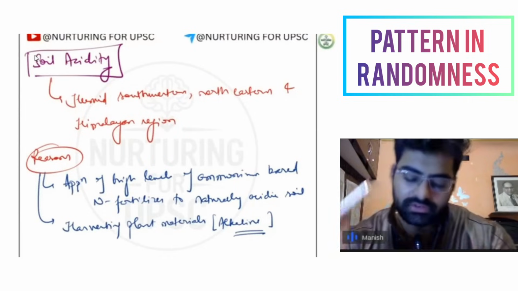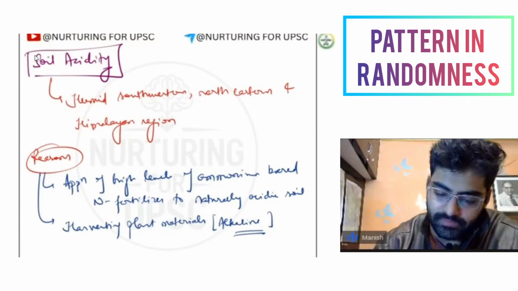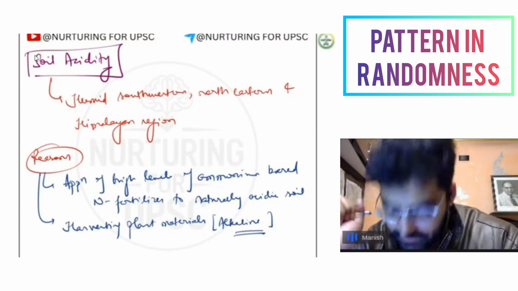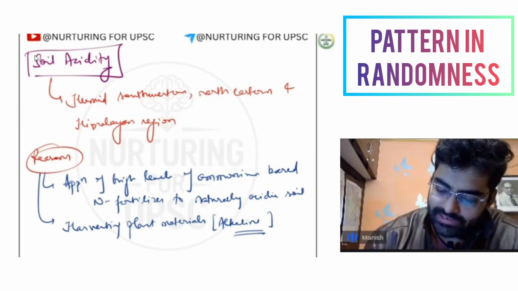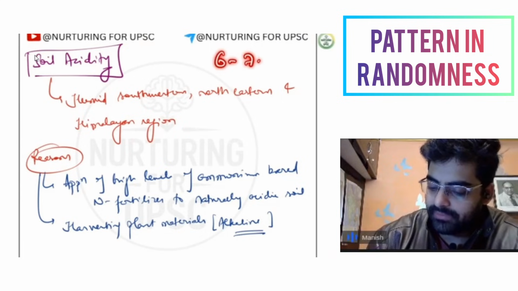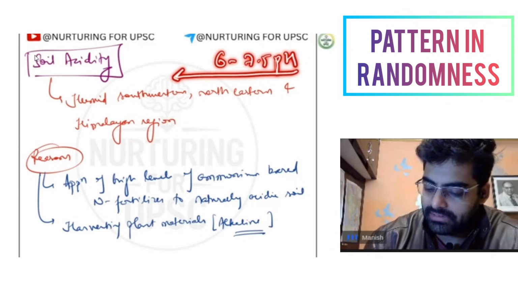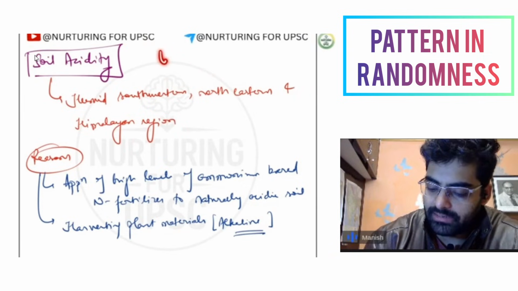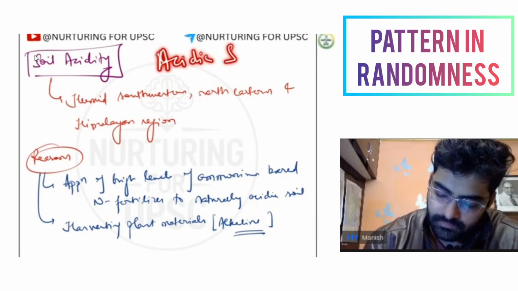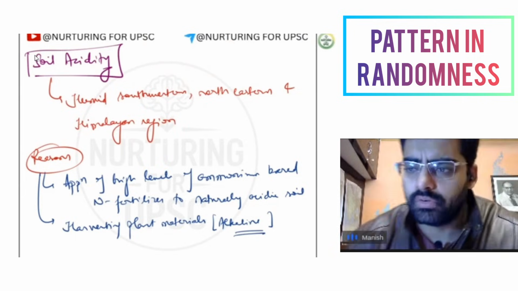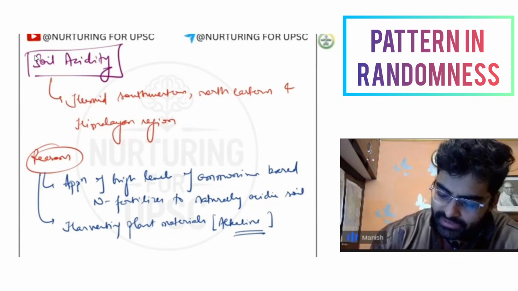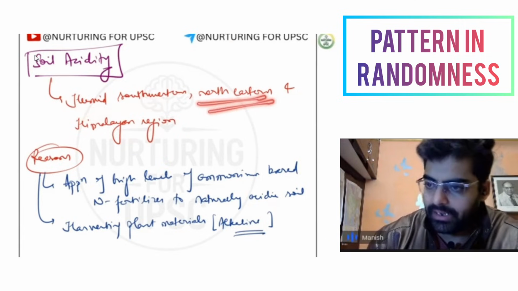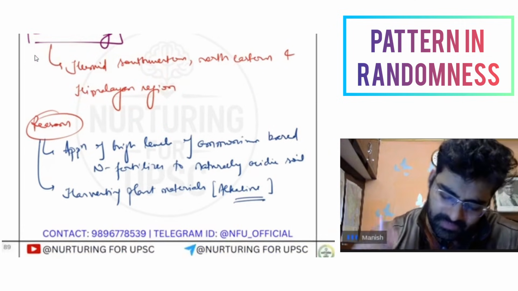Another problem is soil acidity. It is not very common, but there has been a question on soil acidity, so I thought of covering it here. Soil acidity means the normal is 6 to 7.5 pH. If soil pH reduces below 6, then we will call it acidic soil. There are a few regions in India where this problem is very prominent, like humid regions of southwestern India, northeastern, and Himalayan regions.